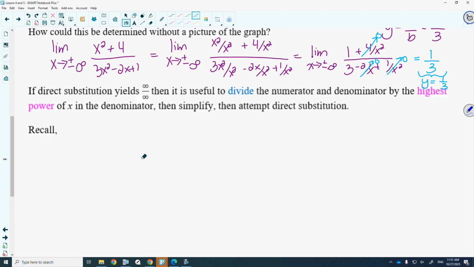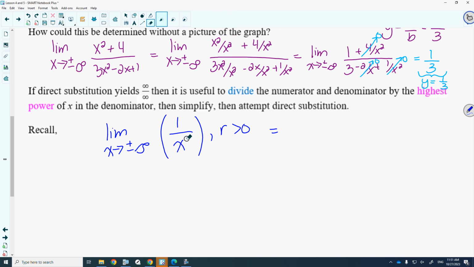What you just need to recall for this is, remember from limits, the limit as x approaches positive or negative infinity, if I gave you 1 over x to the r, and I said that r is greater than 0, okay, what is this limit going to approach? So let's just say r is a number bigger than 0, so I'm just going to put a 2 here, or a 1.